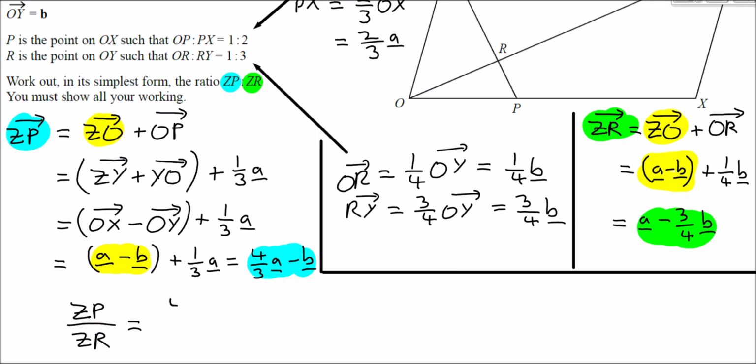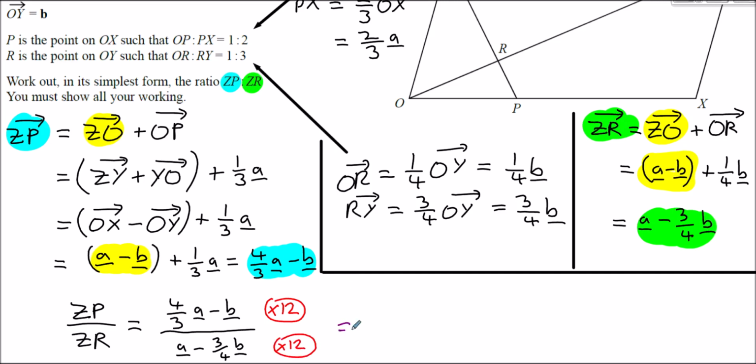So ZP is 4/3 a minus b, and ZR is a minus 3/4 of b. Now this looks a mess, quite obviously. Fractions mixed into fractions. What could I multiply both top and bottom by to undo the 3 and undo the 4? How can I undo thirds and quarters? Essentially, what's the lowest common multiple of 3 and 4? Well, 12 is in the 3 and 4 times table. So what I could do here is to times both top and bottom by 12.